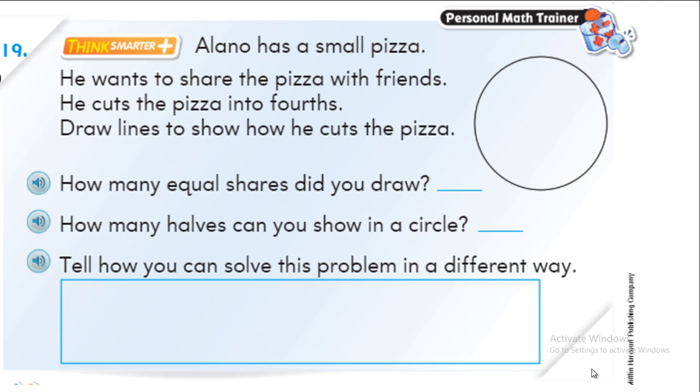Now for the last question. Alano has a small pizza. He wants to share the pizza with his friends. He cuts the pizza into fourths. Draw lines to show how he cuts the pizza. So, cutting the pizza into 4 equal parts to show fourths, we're gonna cut it in half and then cut it again. This is a vertical line and this is a horizontal line. So drawing these lines like this is gonna make 4 equal parts inside the circle.